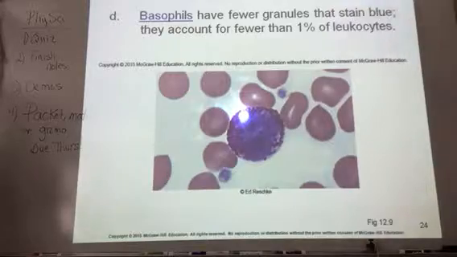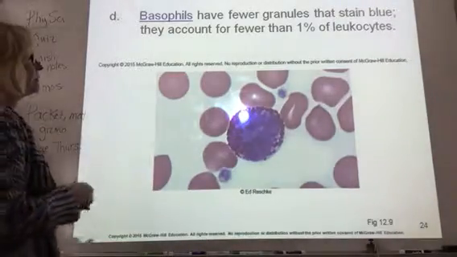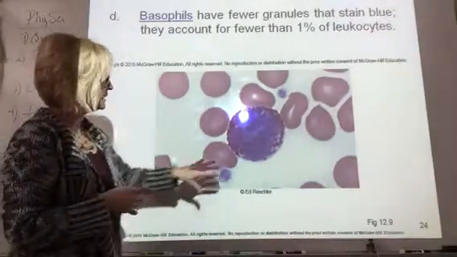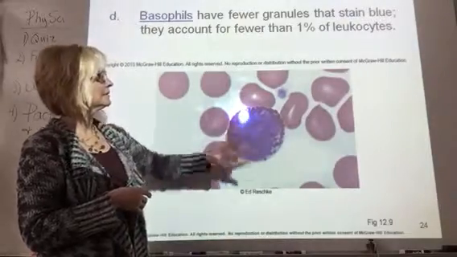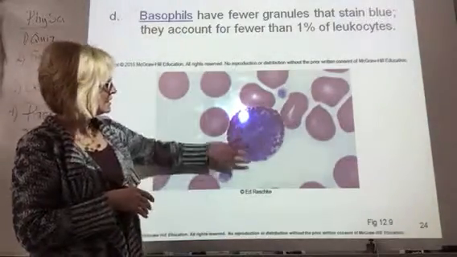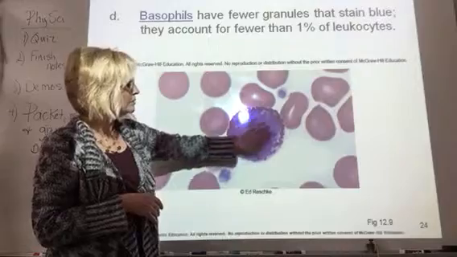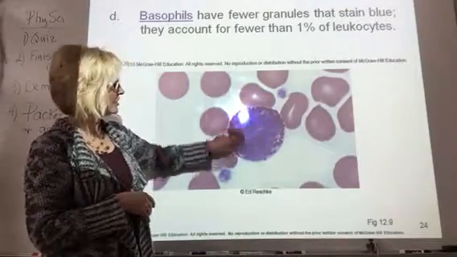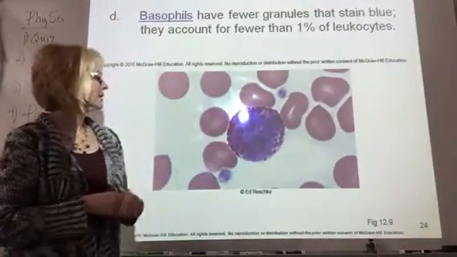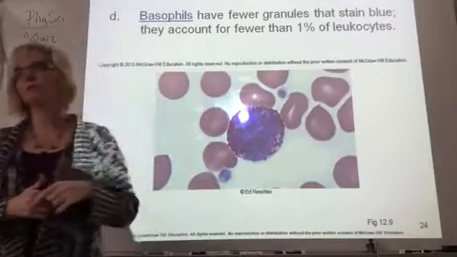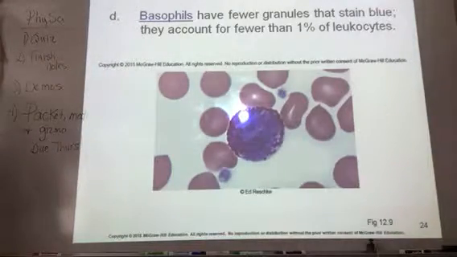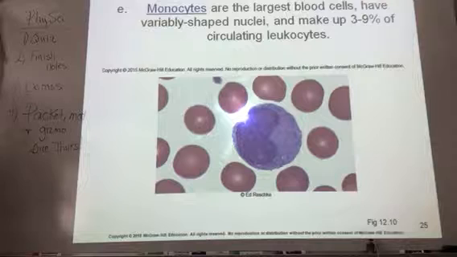Basophils, very few of them, fewer granules, and it's hard to tell even where the nucleus is. So I have a big blue and then this darker red around it. Fewer than 1%. So basophils, very, very few. If you look at a slide of blood cells, it will be hard to find basophils.